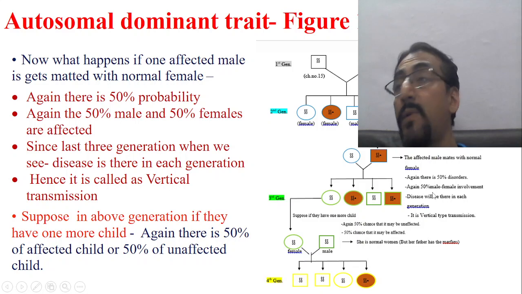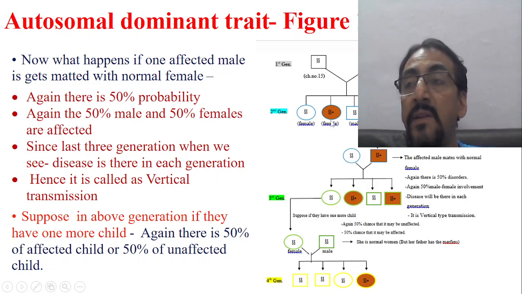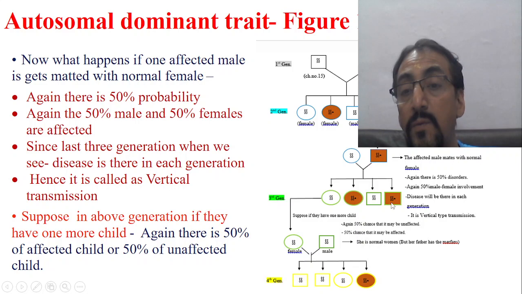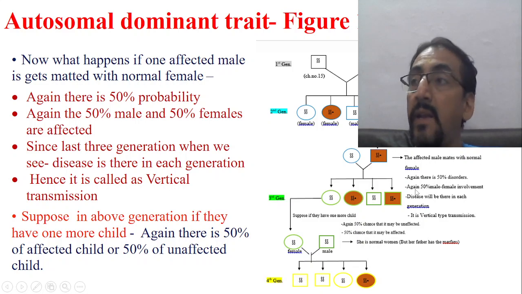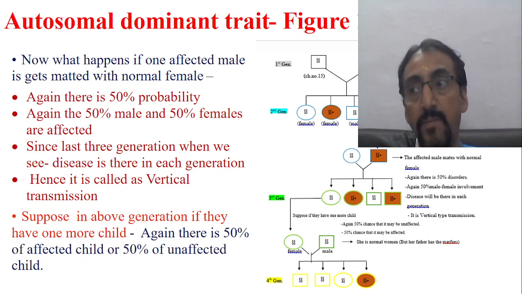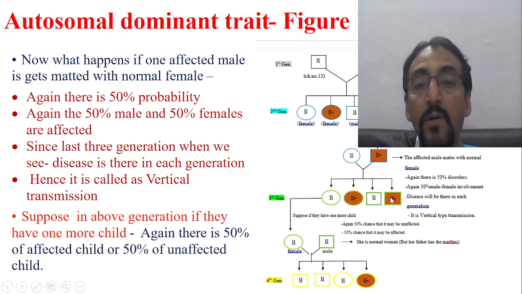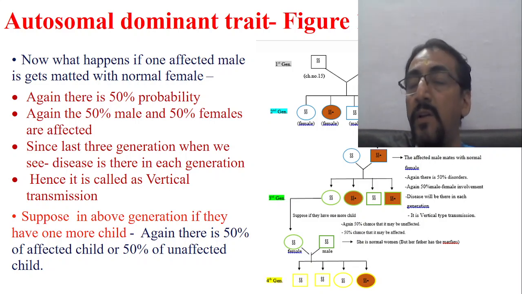Now if you see, in the first generation there is a disease, in the second generation there is also the disease, in the third generation there is also disease, and in the almost fourth generation there is also a disease. So what you observe is that the disease is there in each and every generation. So this disease will not skip the generation. This is a third important point in the autosomal dominant trait.